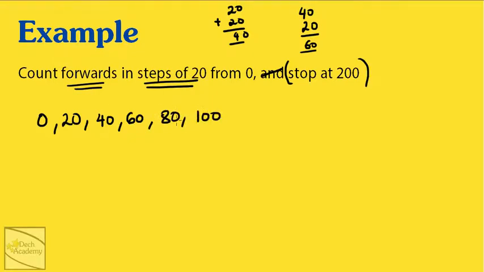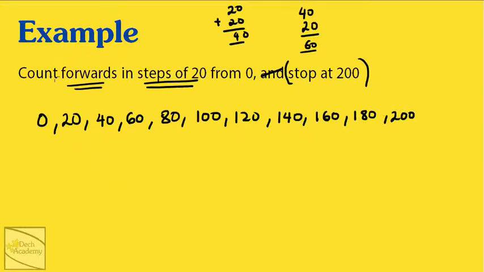So I'm going to continue adding 20 till I get to 200 because I've been asked to stop at 200. 100 plus 20 is 120. 120 plus 20 is 140. 140 plus 20 is 160. 160 plus 20 is 180. 180 plus 20 is 200. So I'm just going to stop at 200 here. So that's one way to count forwards in steps of 20.